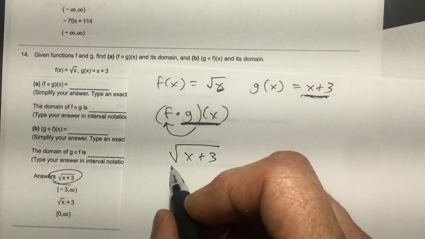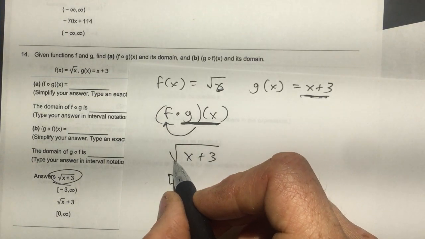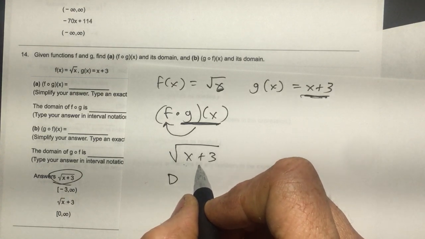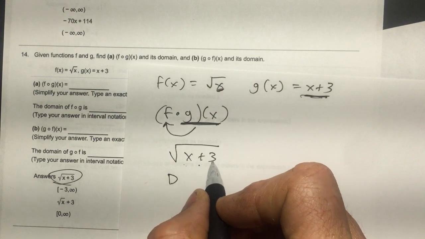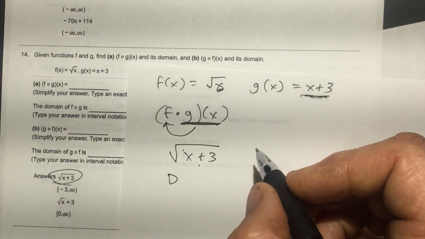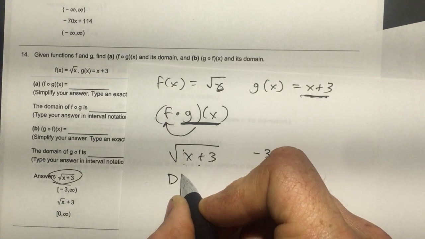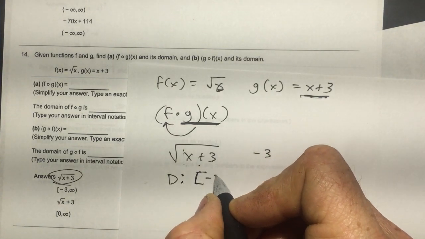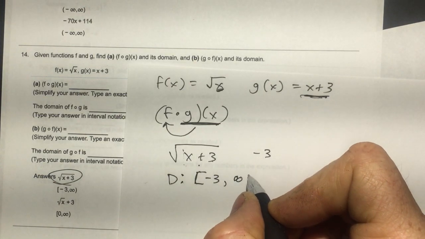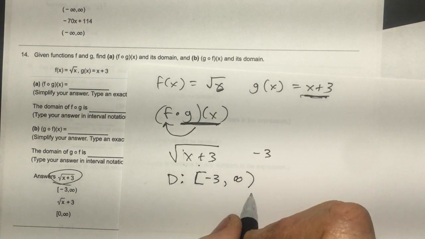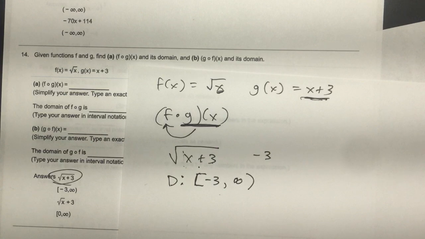Now what's my domain here? As far as my domain, I just talked about this. You cannot have a negative in this. So 0 is as low as you can go. So what's my 0 for this? Well, it's going to be negative 3 divided by 1, which is negative 3. So negative 3 is the lowest I can go, and I can have negative 3, so I put this bracket. And I go all the way to infinity. I just can't go below negative 3. So there would be my domain. I have to stop at negative 3. That's as low as I can go.